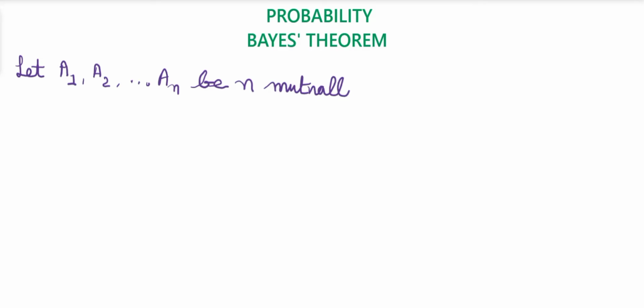Let's take events A1, A2, A3 up to An, which are mutually exclusive and exhaustive events, where the probability of the event Ai is not equal to 0, i is from 1 to n, and the sample space is S.